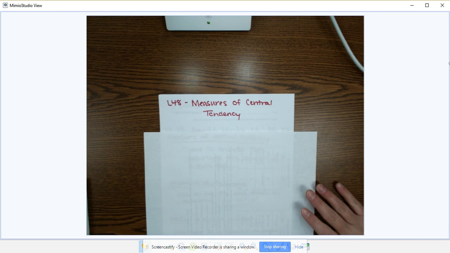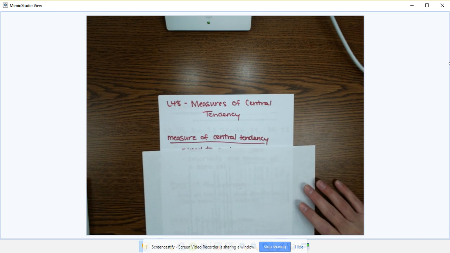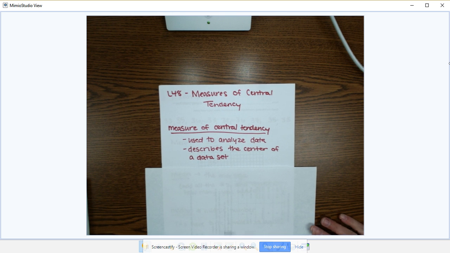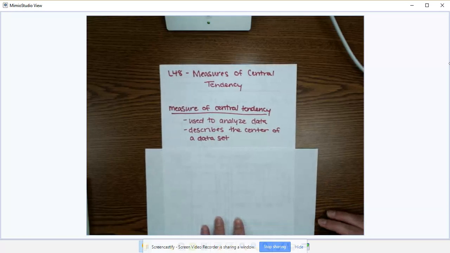Today we're going to talk about measures of central tendency. So that means that we have a data set and we're analyzing our data set. So if you ever see measures of central tendency, just know you're analyzing that data. And more specifically, it describes the center of our data set.